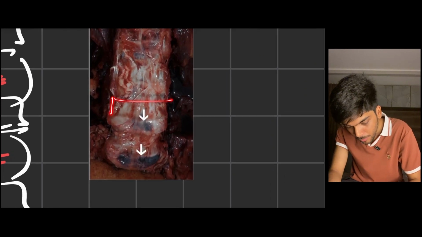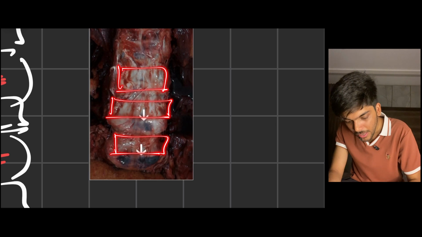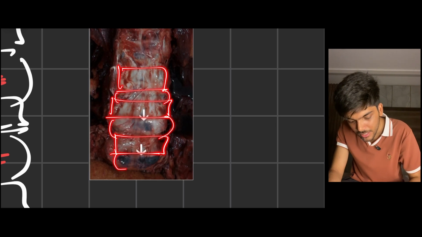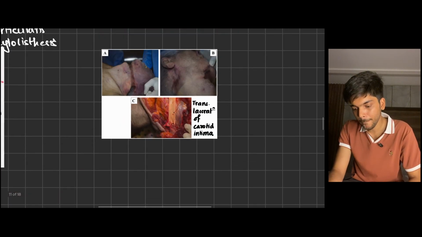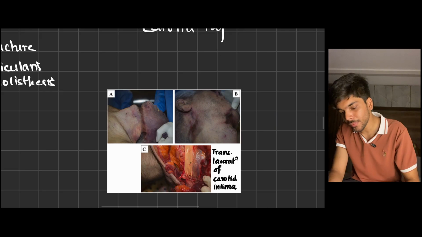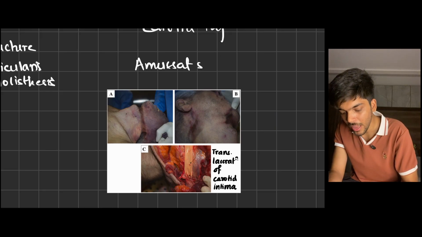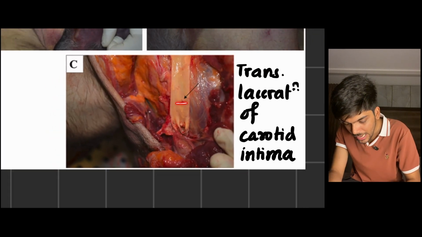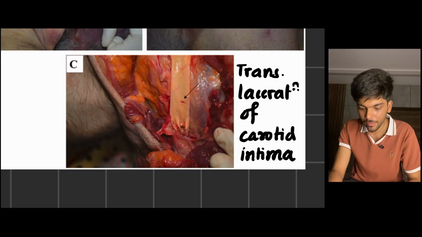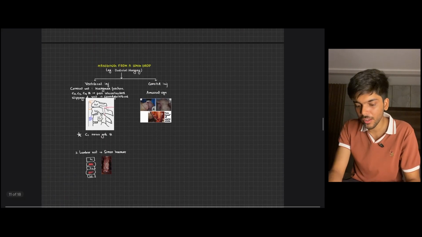Here's the vertebral body, lumbar vertebra, lumbar vertebra, lumbar vertebra. In between are the intervertebral disc, and anteriorly there's hemorrhage on the intervertebral disc. This is Simon's hemorrhage. What about carotid injury? In carotid injury, you get the Amussat sign. Amussat sign is nothing but a transverse laceration in the carotid intima. And with that, we are done with hanging.